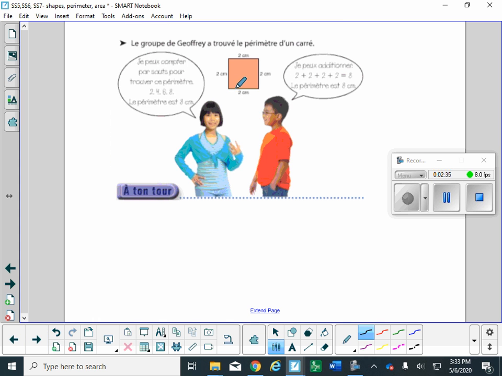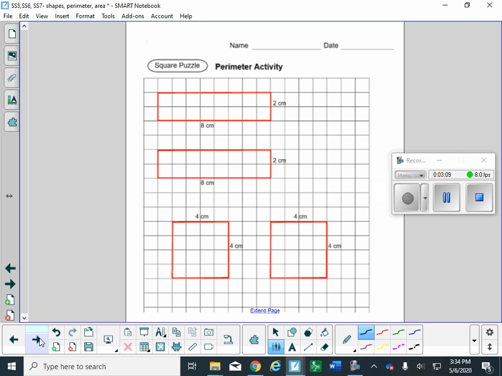If we try another one, this is a square, and we know all sides of a square are the same. So if this side is 2 centimeters, then this side is 2 centimeters, and this side, and this side. So this girl counted by twos. She said 2, 4, 6, 8. It's 8 centimeters. This boy, his strategy was 2 plus 2 plus 2 plus 2 equals 8. Both of their strategies work. As long as they added up all of the sides of the shape, that is the perimeter.